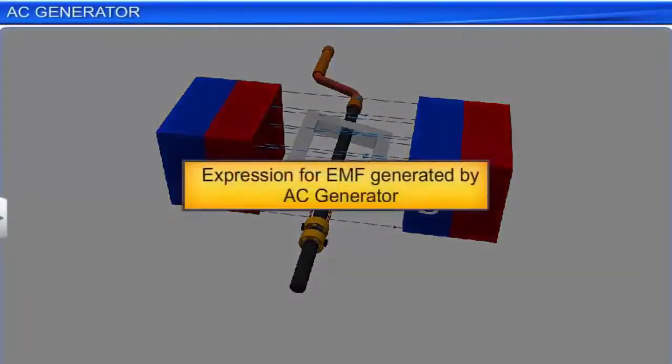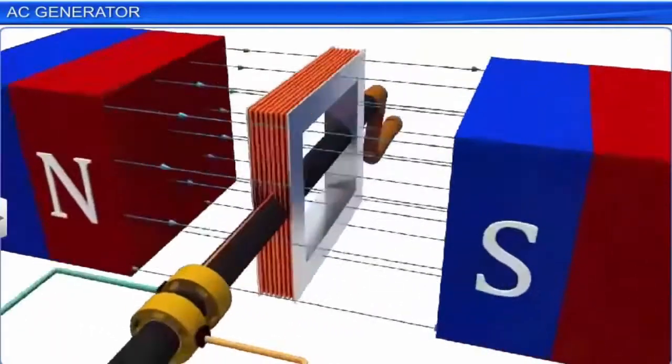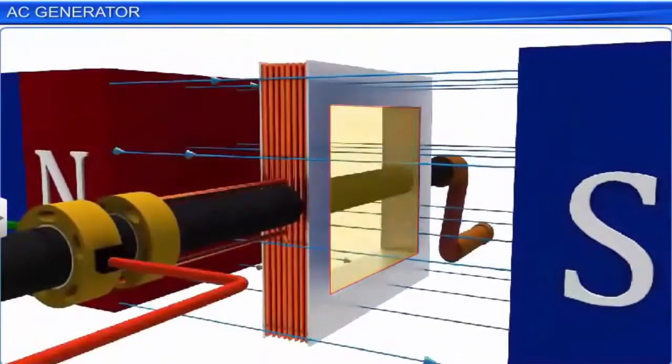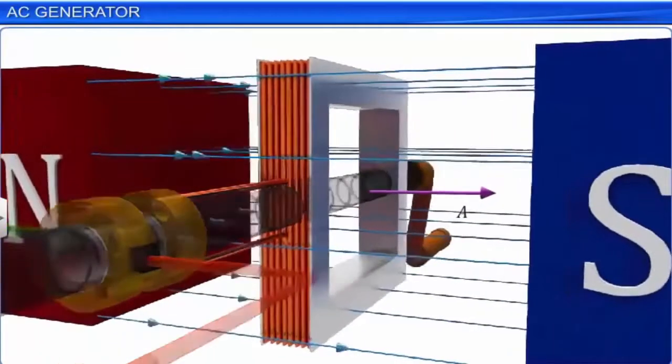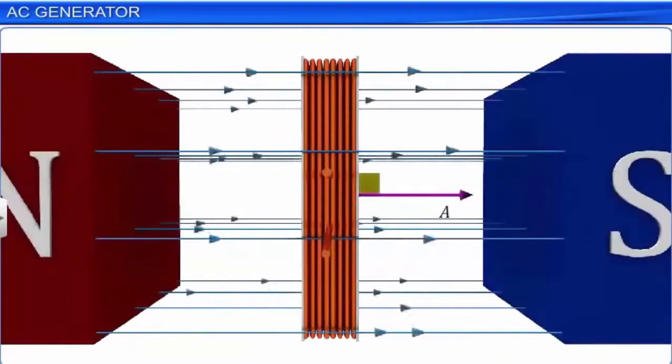Let us now find the expression for the EMF generated by an AC generator. Consider the area vector A for the coil. The area vector is normal to the plane of the coil. Initially, let the area vector lie in the direction of the magnetic field. This implies that the plane of the coil is normal to the direction of the magnetic field.